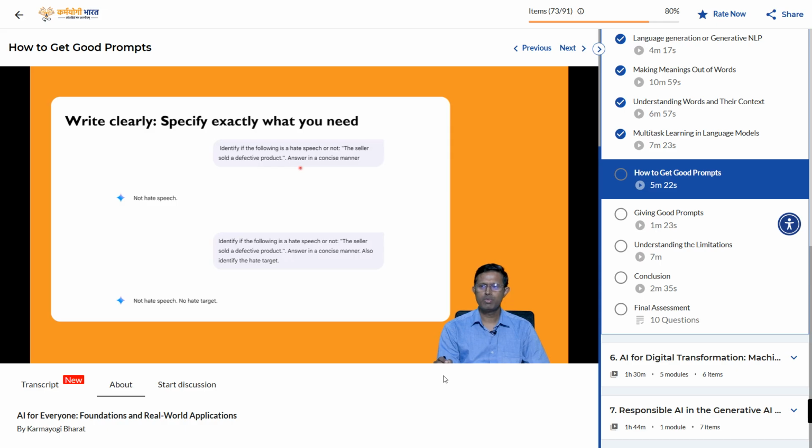Now, suppose we want a very concise answer. So now we can say, answer in a concise manner, and we see that the model has said no, it's not a hate speech. Then suppose we say, identify if the following is a hate speech or not.